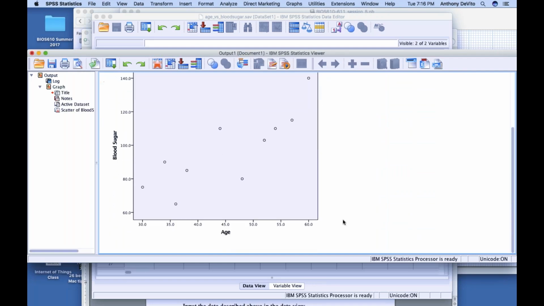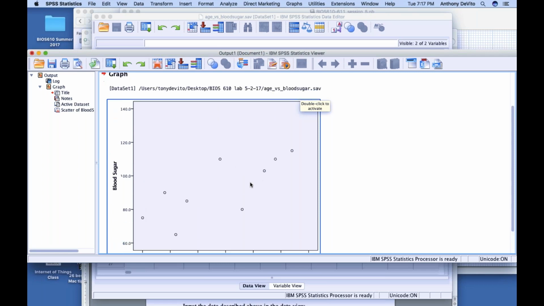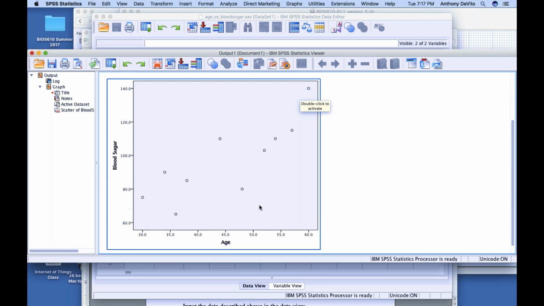Okay, so how's it look? I don't know if you can see that very well if you're doing it on your own computers, but it looks like there's an association. As age goes up, blood sugar goes up. Not all of the patients, well, not so much for some, and so on and so forth. It's a grossly engineered data set, but just to give you an idea of what this might look like.